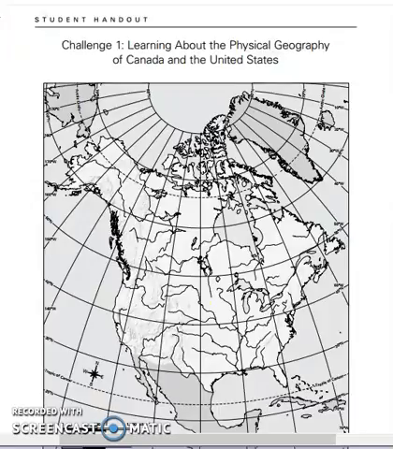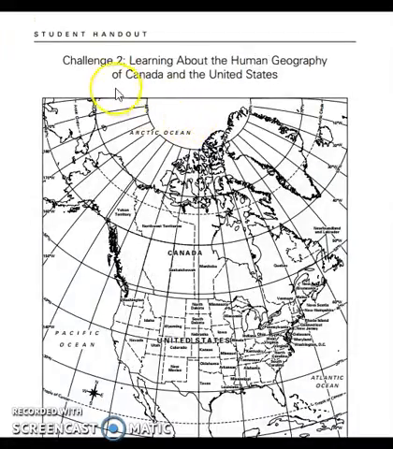Okay, that's number one. And then on the back side of that is challenge 2, learning about the human geography of Canada and the United States. This one has labels. It has latitude and longitude lines. Actually, they both do. But this one does have those political boundaries, and it doesn't have those physical features like the rivers running through the country or continent. So here in these political boundaries, you'll see some, like this one right here, that are left blank. Part of your job will be to go and fill those in.